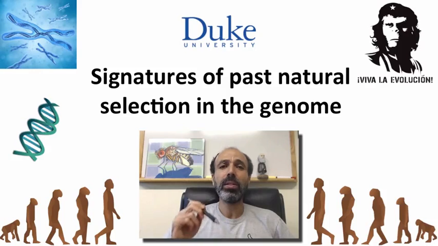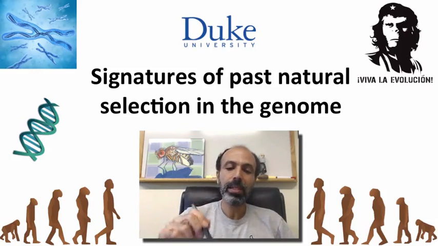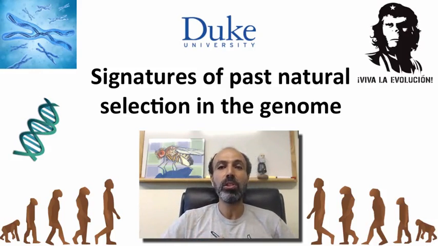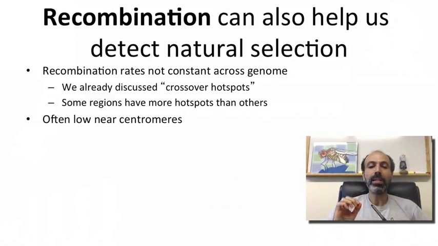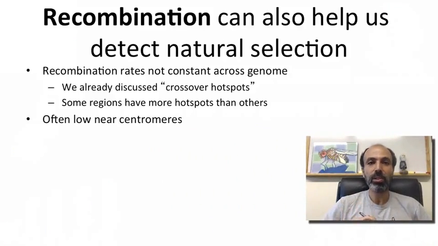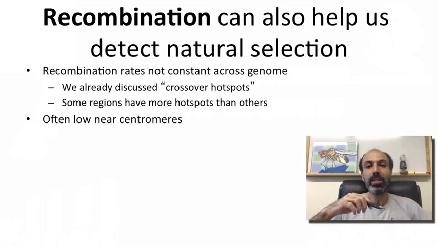Now, what I'd like to do in this video is explore how we can see signatures of past natural selection in the genome leveraging this. Now again, recombination can help us detect natural selection. So we're going to use the principles we talked about in the last video to actually identify areas that seem to have experienced natural selection.